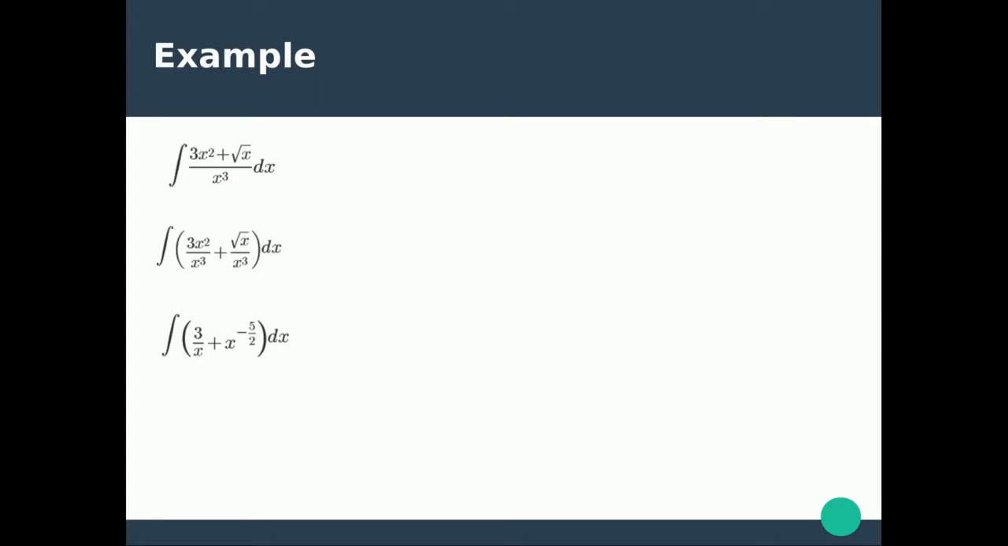Well, we add 1 to the power, so adding 1 to minus 5 over 2 makes minus 3 over 2. And dividing by minus 3 over 2 is the same as multiplying by 2 over 3. So that gives us what we've got here, apart from we do have to add on that constant of integration.